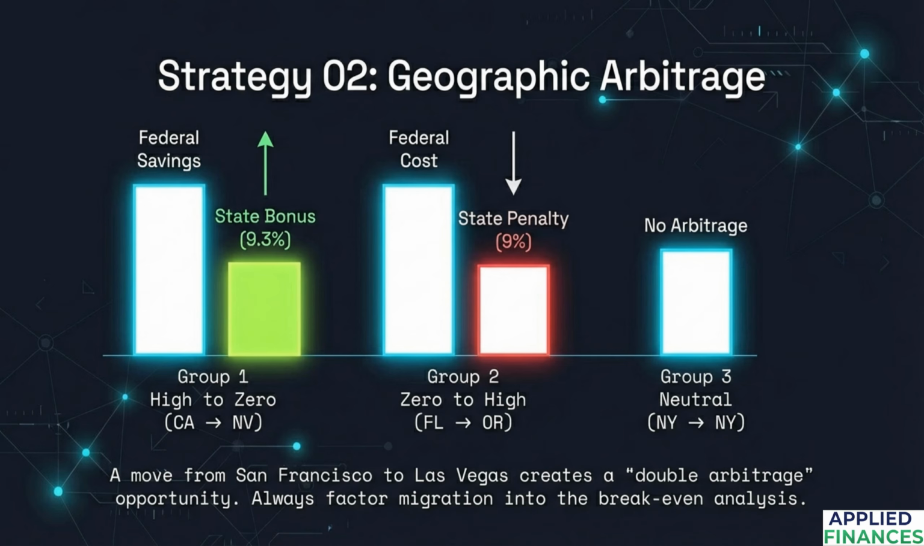You should always factor potential migration into your break-even analysis when deciding between Roth and traditional accounts. If you plan to retire in a state with no income tax, the argument for traditional pre-tax contributions becomes significantly stronger today. Geographic planning is a powerful lever that can save you 6 figures over the course of your retirement.